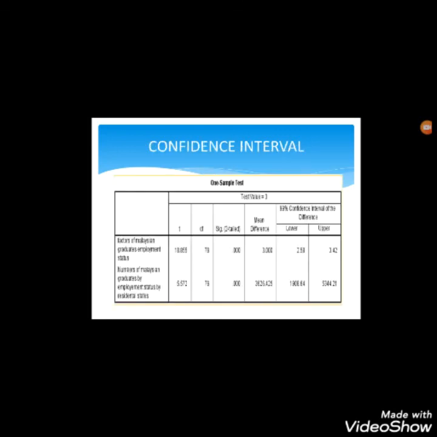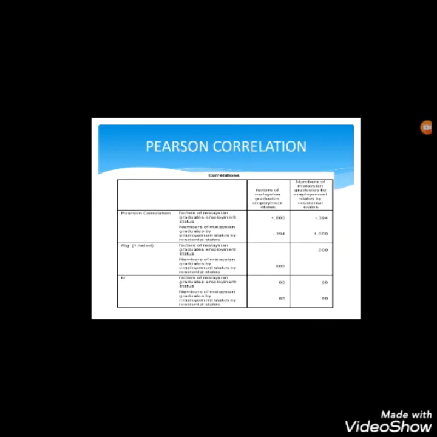Okay, now I'm going to explain about the confidence interval. For this research, we have set the confidence interval at 95%. Thus, our significance level is 5%. For the factors of Malaysian graduates' employment status, the confidence interval range is from 2.58 to 3.52. For the number of Malaysian graduates by employment status by residential states, the confidence interval range is from 1908.64 to 5344.21. Lastly, I am going to explain about the Pearson correlation.